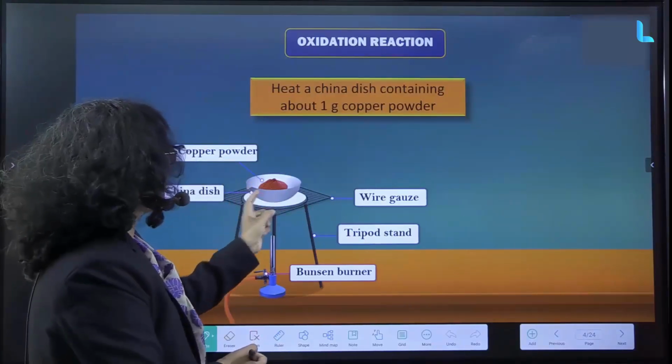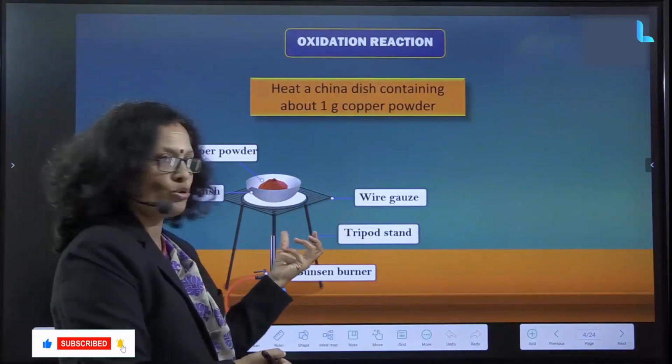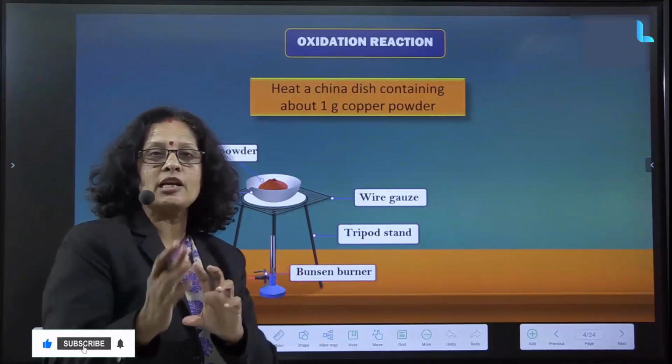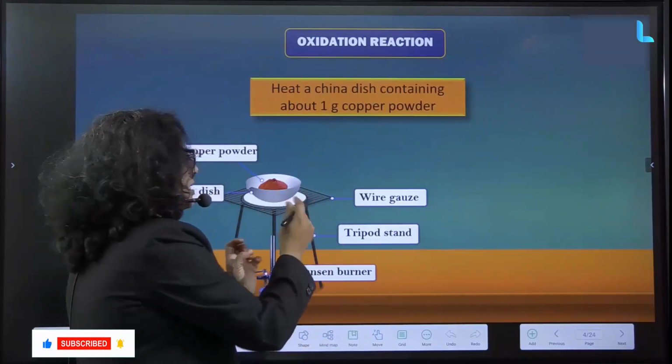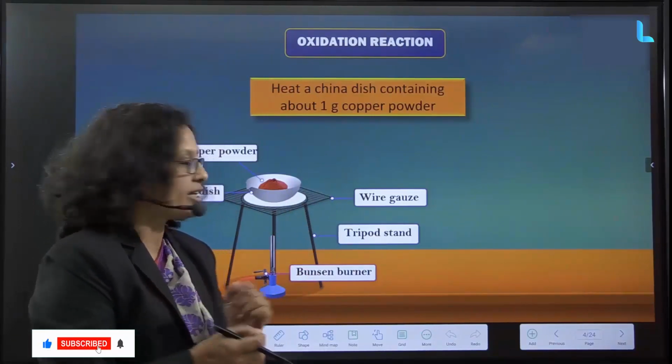This copper powder color is reddish brown here. This powder is kept. Wire gauge has to be kept. Tripod stand is there, the stand which has 3 legs. And why this wire gauze? A metallic mesh kind of gauze will be there. Why does that have to be there?